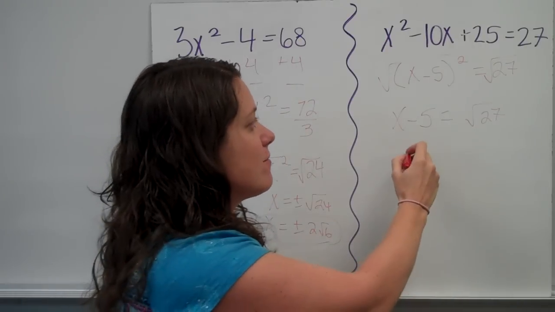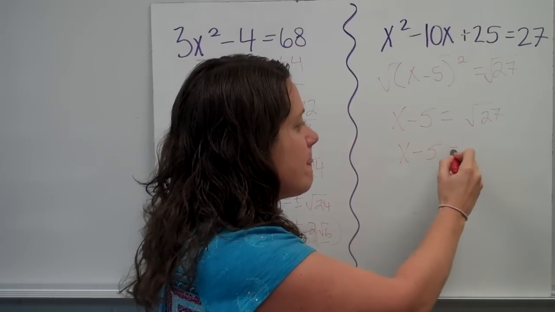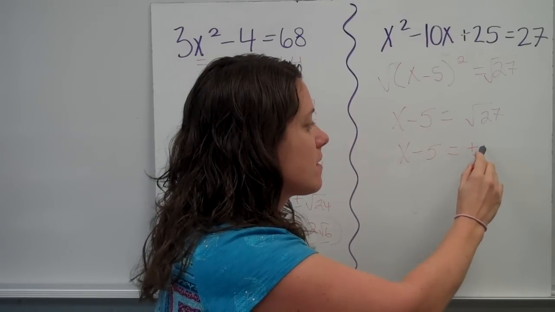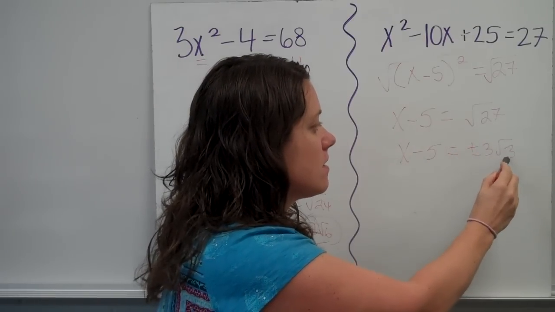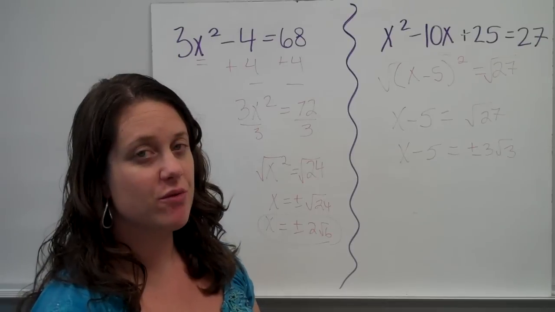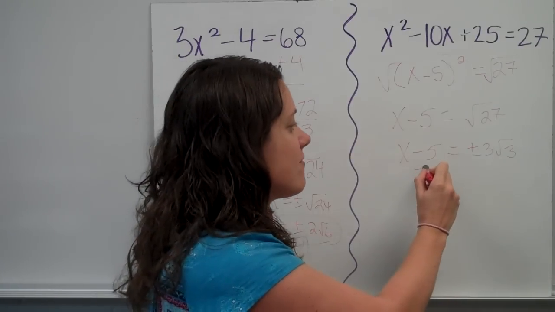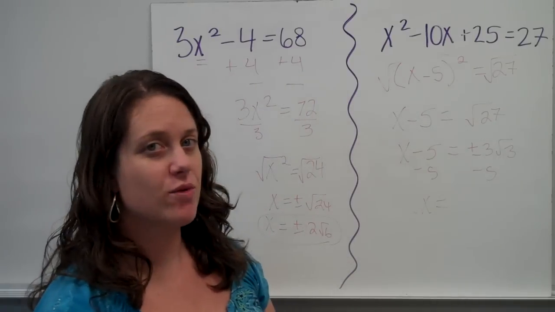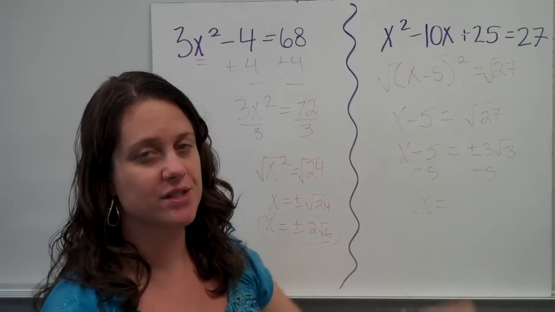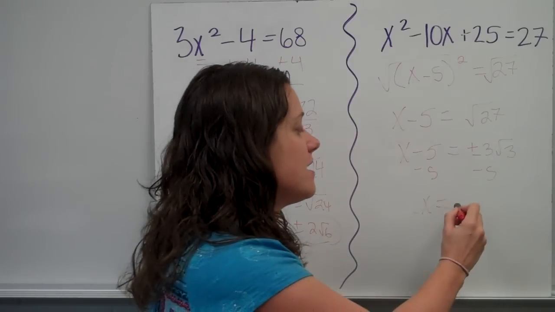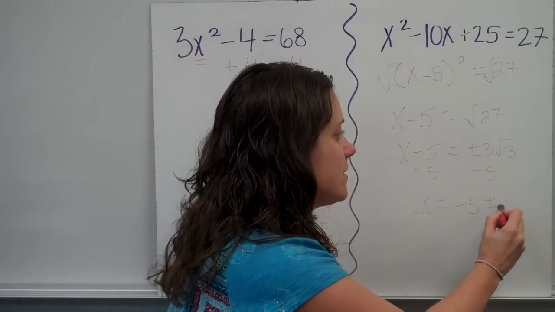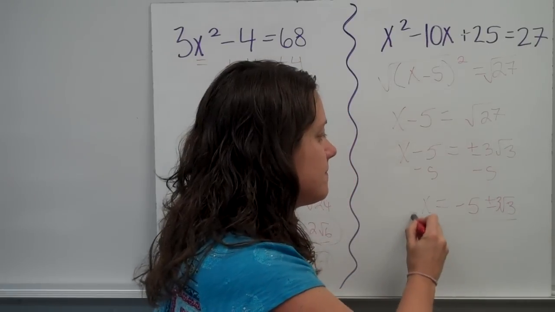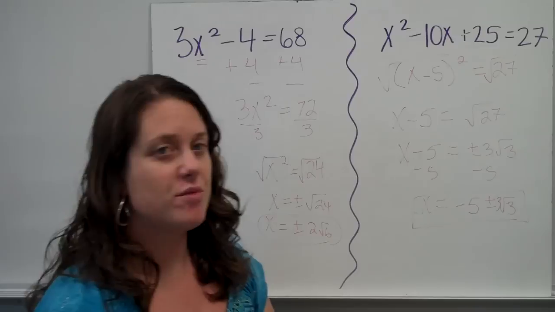Okay, so now I can break this down. I know that this is going to be plus or minus. So I get plus or minus 3 root 3, and then I need to subtract 5 from both sides. The way I'm going to write this, because I can't actually subtract 5 since these are not like terms, is negative 5 plus or minus 3 root 3. So that would be my final answer.